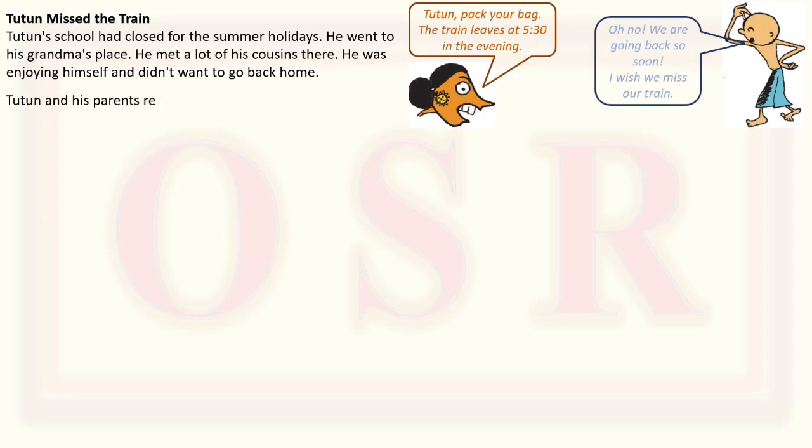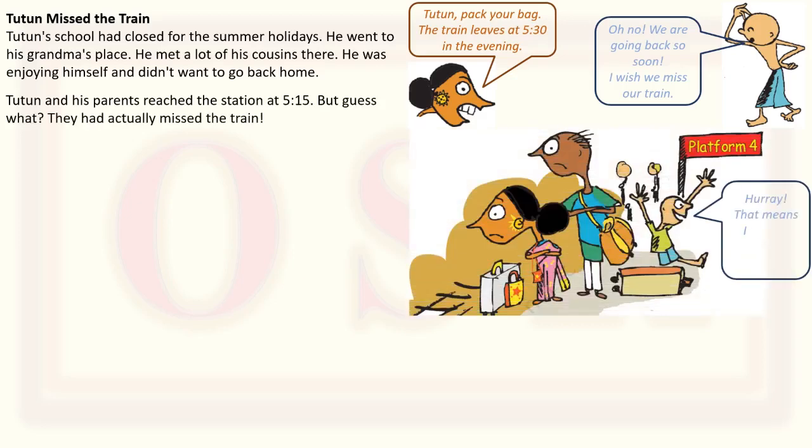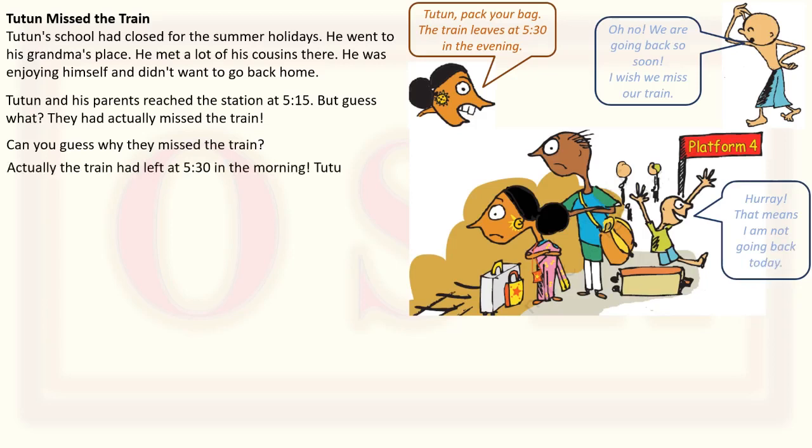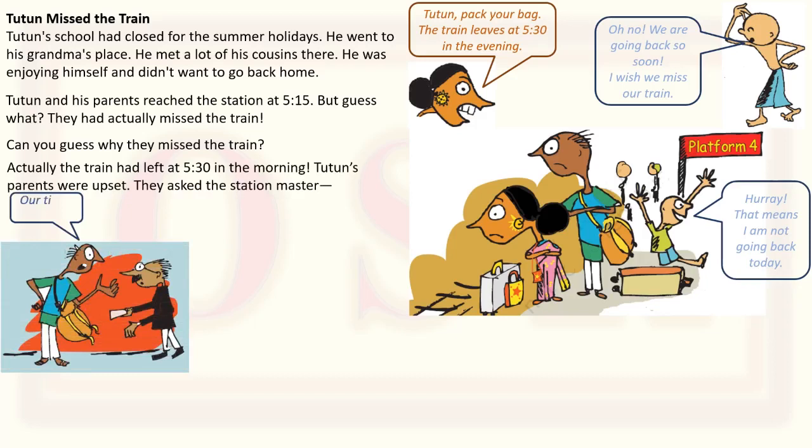Tutun and his parents reached the station at 5:15. But guess what? They had actually missed the train. Hooray! That means I'm not going back today, says Tutun. Now, can you guess why they missed the train? Actually, the train had left at 5:30 in the morning. Tutun's parents were upset. They asked the station master, "Our ticket says 5:30." "But sir, this means 5:30 in the morning."